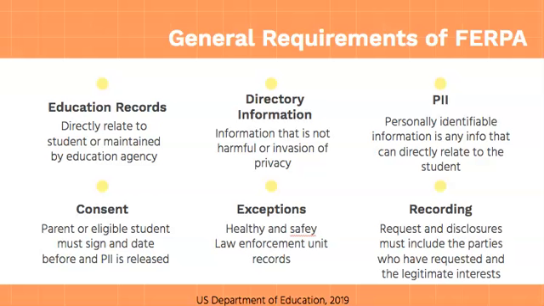Directory information is any information that's not considered harmful or an invasion of privacy, like your name, your date of birth, anything that you automatically feel comfortable telling someone else. That's not going to feel confidential. PII stands for personally identifiable information. This relates directly to a student, and when you see it, you can automatically tell that it is that specific student. Consent: parents or eligible students have to sign and date before any PII is released.